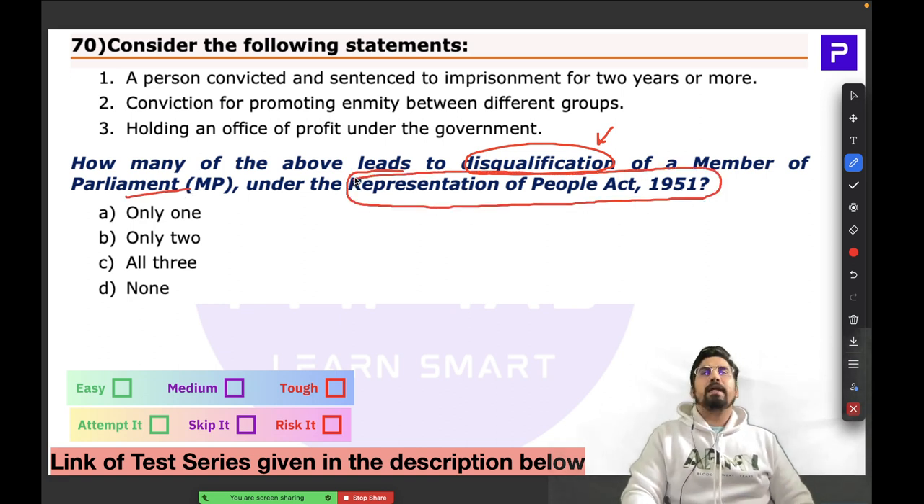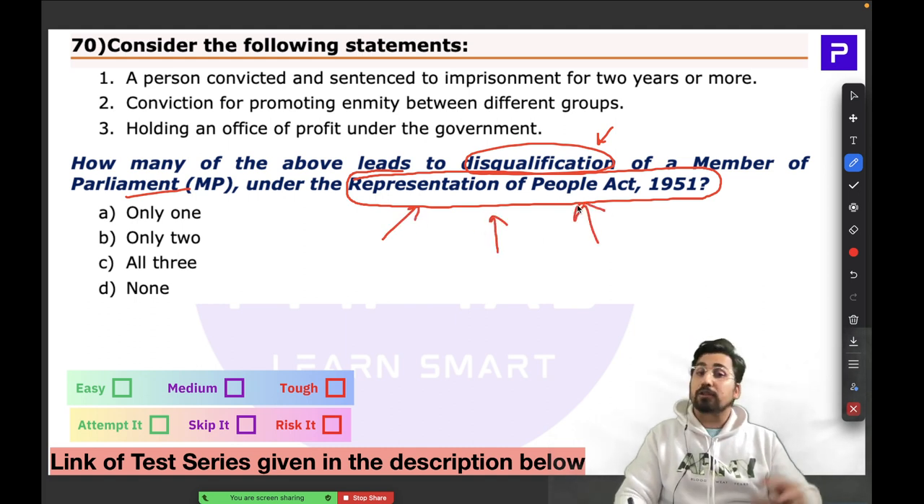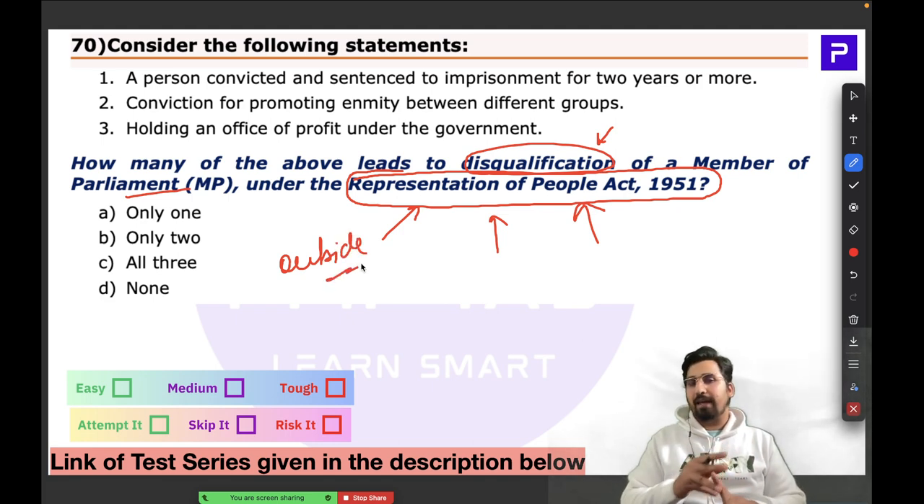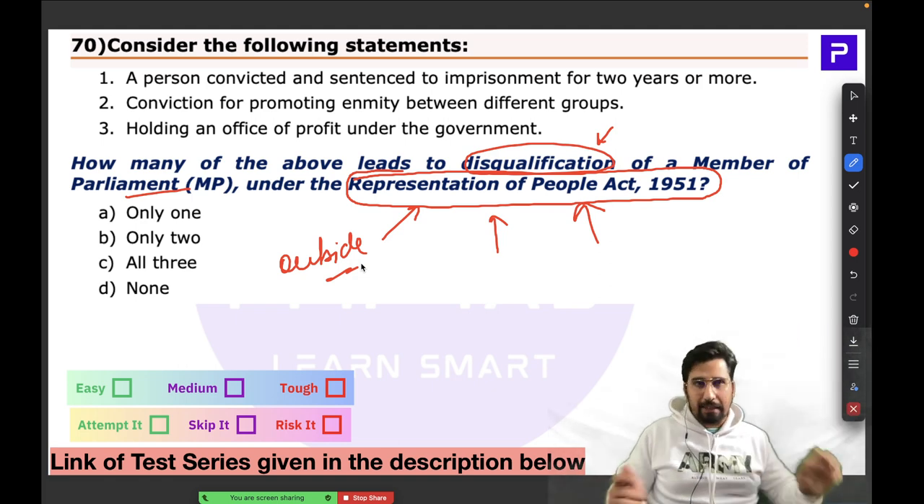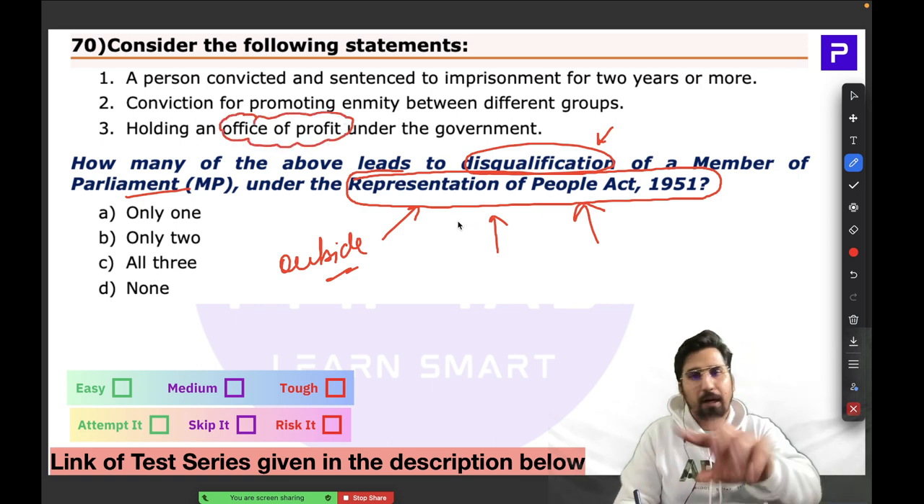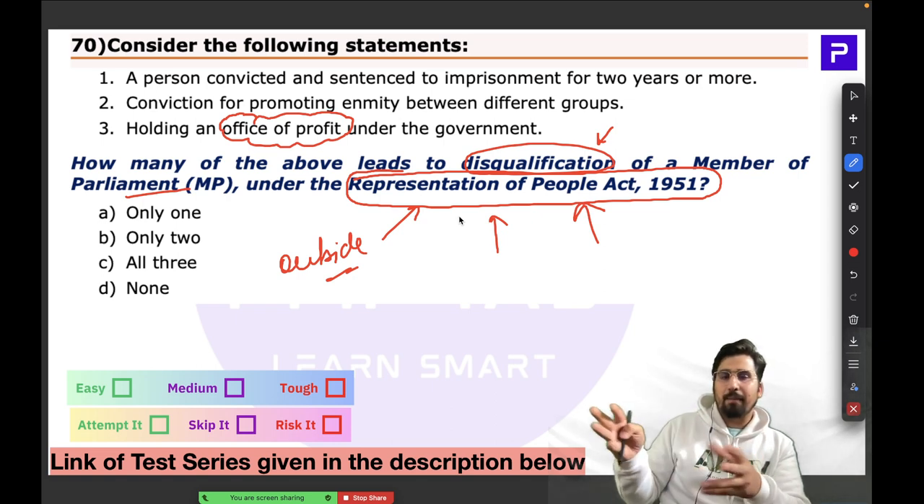See, in India, a member of parliament can be disqualified, and there are many conditions for that. Some of the conditions are mentioned in this particular act. Some of the conditions are also outside this particular act. Now that is something you have to take care of. For example, if I look at this question, I clearly know that the provision of office of profit is clearly not a part of this particular act.